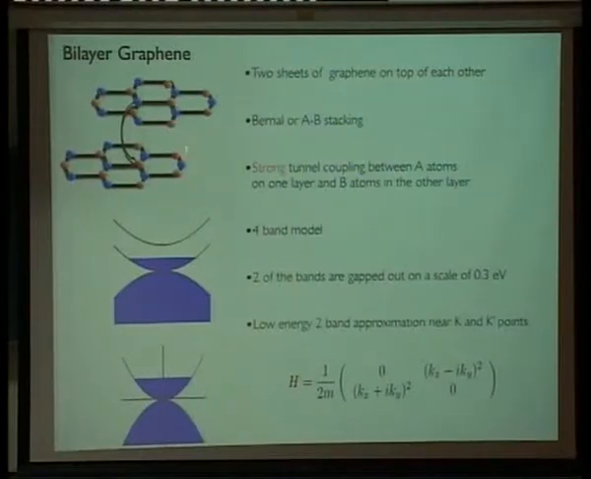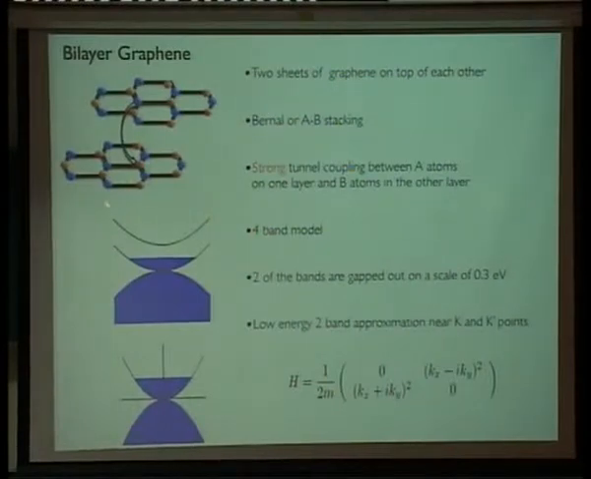Let's come to bilayer graphene, because we'll be talking a lot about bilayer graphene. It's basically 2 sheets of graphene stacked on top of each other, but in Bernal or AB stacking, so A atoms in one layer basically sit on top of B atoms in the other layer. These two layers are very close by, so there's a very strong tunnel coupling between them. You can almost think of it as some effective two-band system.